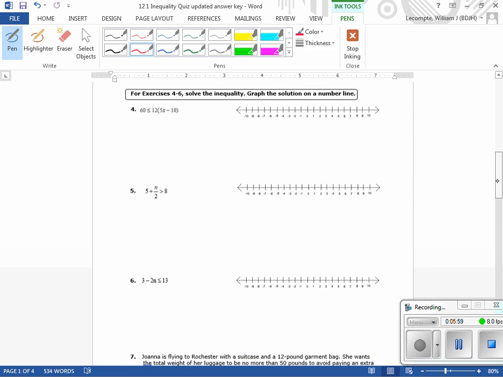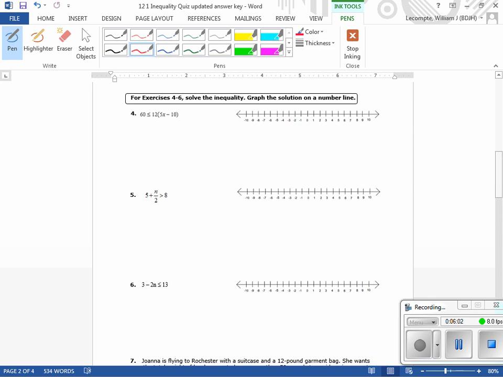Alright, so this is just solving inequalities. The first thing we have to do is detach this multiplication that's right in there. I have to detach that away from the parentheses, right? So how do I do that? I divide both sides by 12.